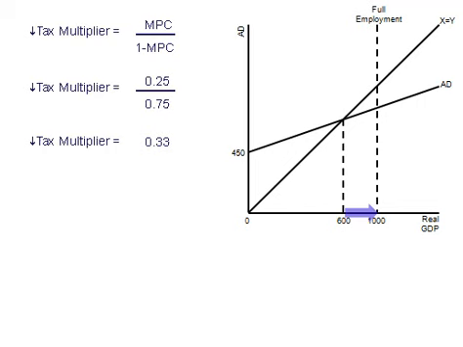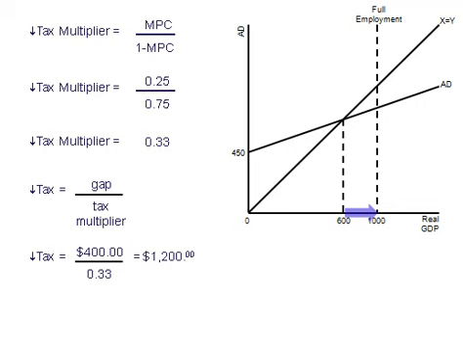Now, the question is, how do we use that? What do we do with that number? We know we want to fill a gap of $400, and we know our tax multiplier is 33%. Well, here's how you use it. We're going to take our gap of $400 and we're going to divide it by our tax multiplier. Because essentially what we're saying is, what is this gap, this $400, what is that 33% of? And the answer is $1,200.